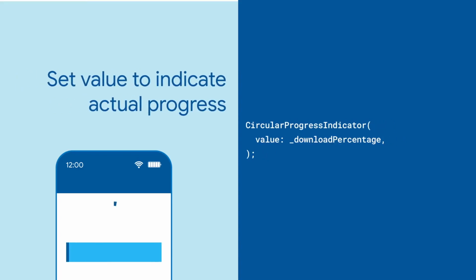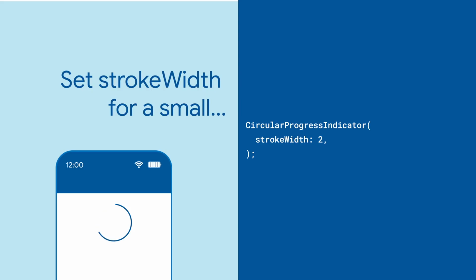For a determinate progress bar or circle, set the value parameter to indicate the fraction of completion. Depending on your situation, you may need to call setState or wrap your indicator in an AnimatedBuilder, StreamBuilder, or similar to rebuild with updated values. CircularProgressIndicator has one unique parameter, which is the strokeWidth, to make your progress indicator skinnier or fatter.